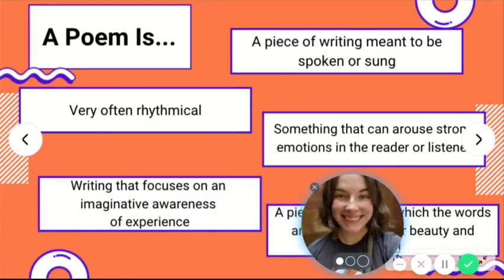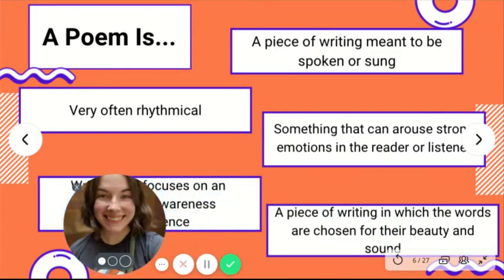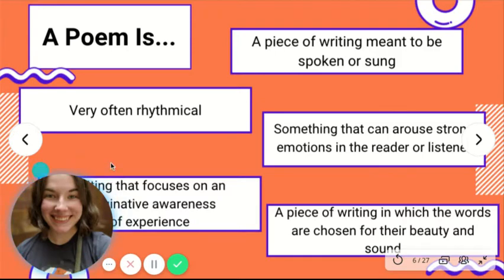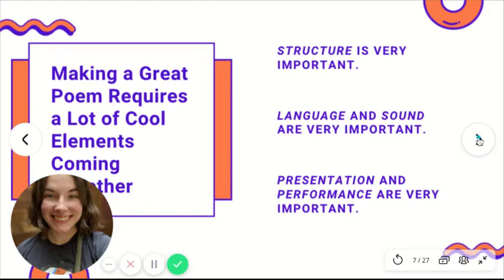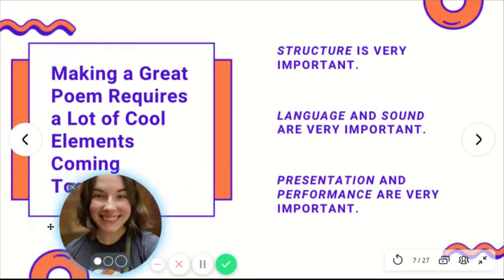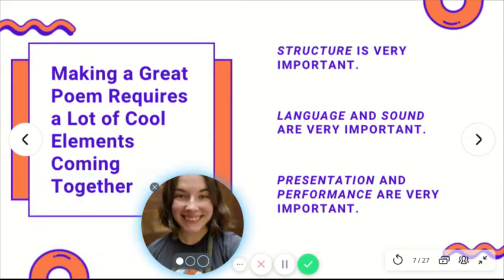It's writing that's focused on an imaginative awareness of experience. So it's very fun, it's very free, and it's a piece of writing in which the words are chosen for their beauty and sound. So word choice is super important in poetry, even more so than in books or short stories. So making a great poem requires a lot of cool elements all coming together into one thing.